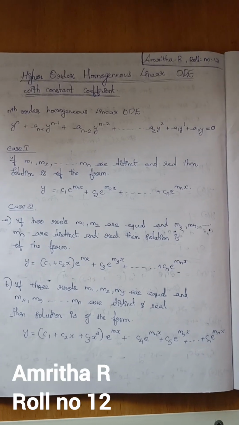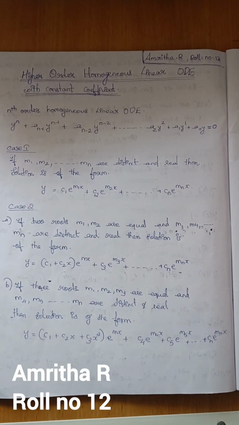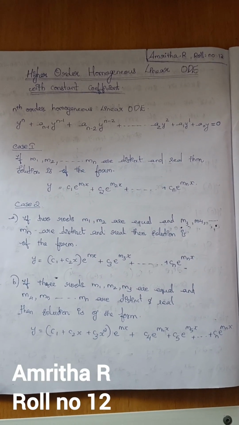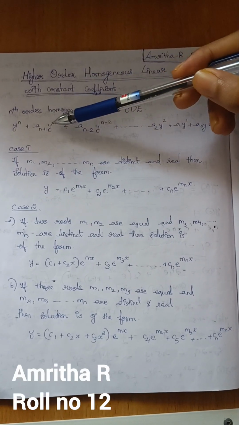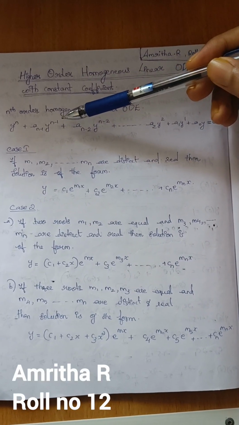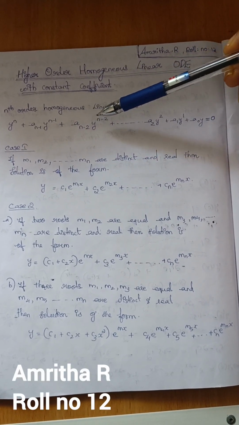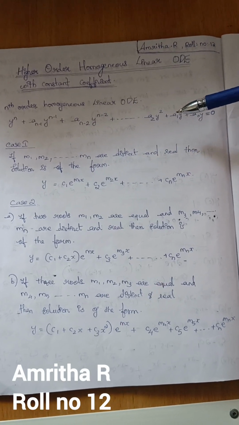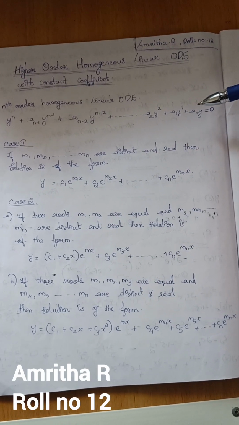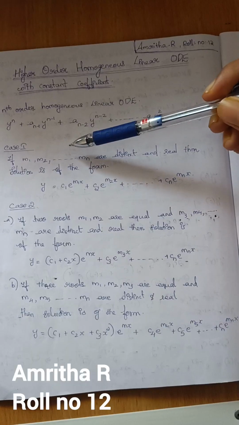Today we are going to study the higher order homogeneous linear ODE with constant coefficients. So the general form is y^(n) + a_(n-1) y^(n-1) + a_(n-2) y^(n-2) + etc. + a2 y'' + a1 y' + a0 y = 0. So there are three cases.